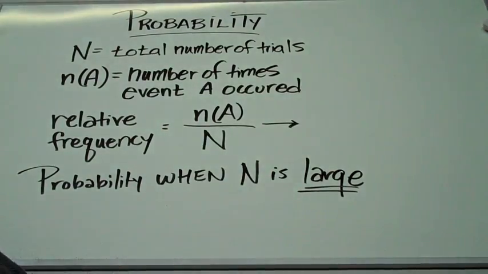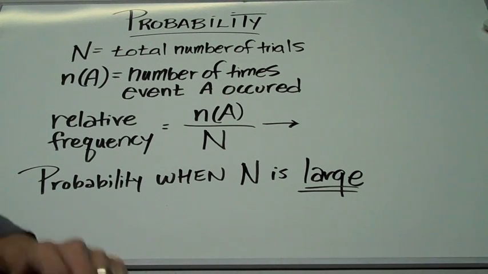Let's now venture into the deep waters of probability. Probability is the likelihood that an event is going to occur. It's usually listed between 0 and 1, or sometimes you see it as a percentage from 0 to 100. Probability is related to something called relative frequency. Well, to talk about relative frequency, we first have to define some terms.